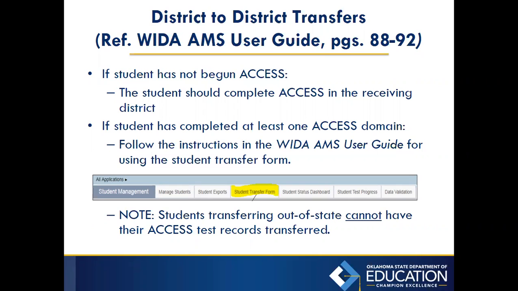We have a student who just enrolled with us. His last ACCESS was in 2018 with an overall of 3.4. Is it permissible to skip the screener and then test him? Yes, students are only screened once in their academic career. If you know that he's an EL and he has only not had services for a year, then yes, just administer ACCESS.